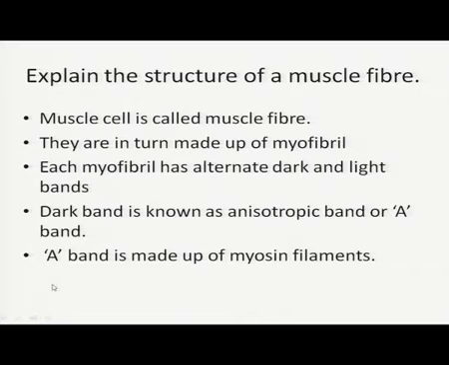Explain the structure of a muscle fiber, very important concept again. Already I have told you muscle cells are known as muscle fibers. Fiber means elongated structure. Since they are elongated, they are known as muscle fibers. And again, when we observe a muscle fiber, it is made up of small filaments and they are known as myofibrils. Each myofibril possesses alternate dark and light bands.